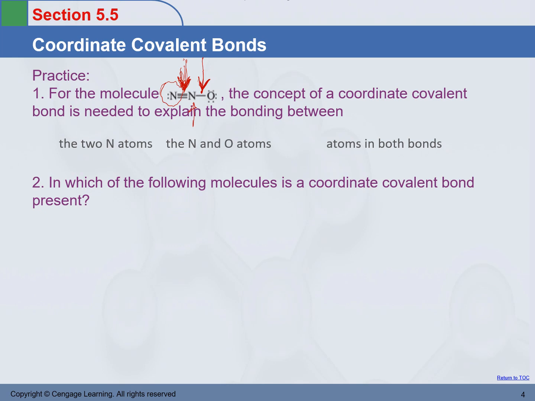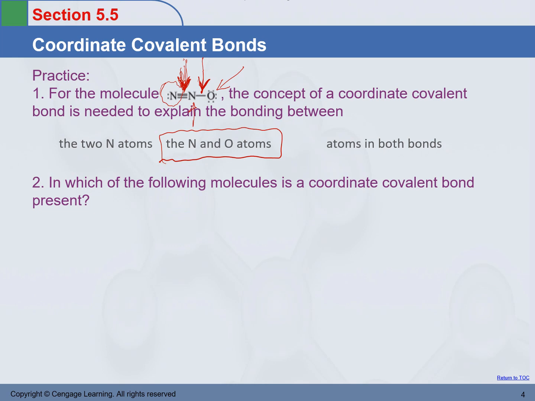Let's verify this with the situation of oxygen. Oxygen normally needs two bonds. Right now, it has only one. Yep, there is a coordinate covalent bond around the oxygen that tells you this is the answer. The bond between the nitrogen and oxygen is a coordinate covalent bond.